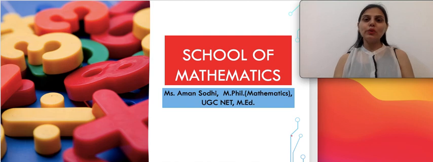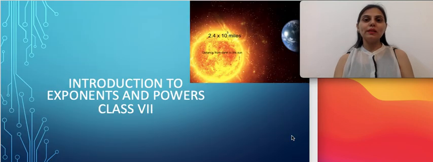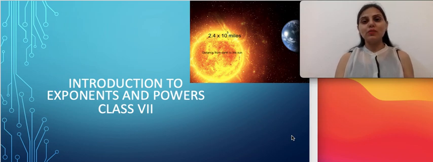In today's class, we are going to discuss chapter 13, Exponents and Powers for class 7 in the NCERT maths book. Exponents and powers deals with converting bigger numbers to smaller numbers. Generally, the distances between planets, or the distance between the Sun and Earth, are all very large numbers.